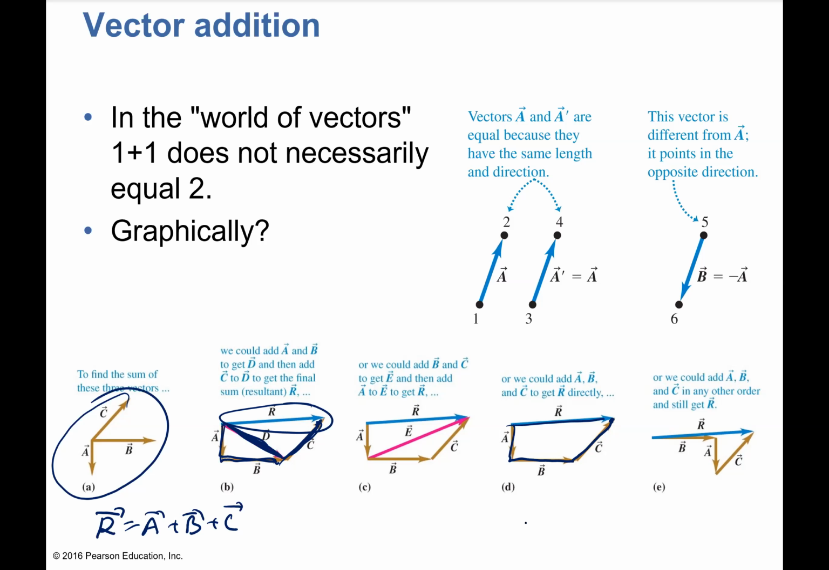But what if you do B plus C plus A, or C plus A plus B, or something like that? Will that work? Well, yes, it will work. For example, you do B plus A plus C, now the resultant is exactly the same vector. The idea is that you can add any way you want. So A plus B plus C graphically is equivalent to B plus C plus A, or C plus A plus B. Okay, you can add in any order you want. You're going to get the right answer at the end.